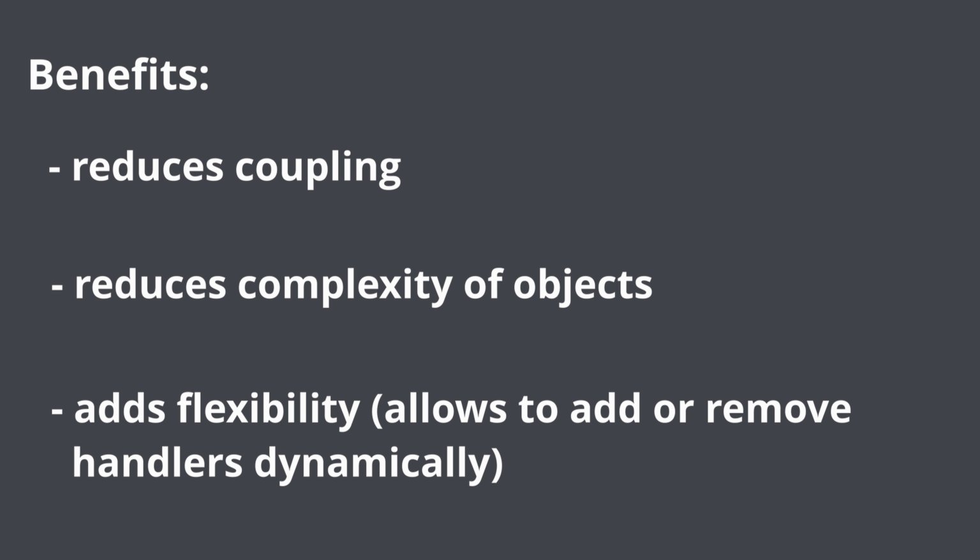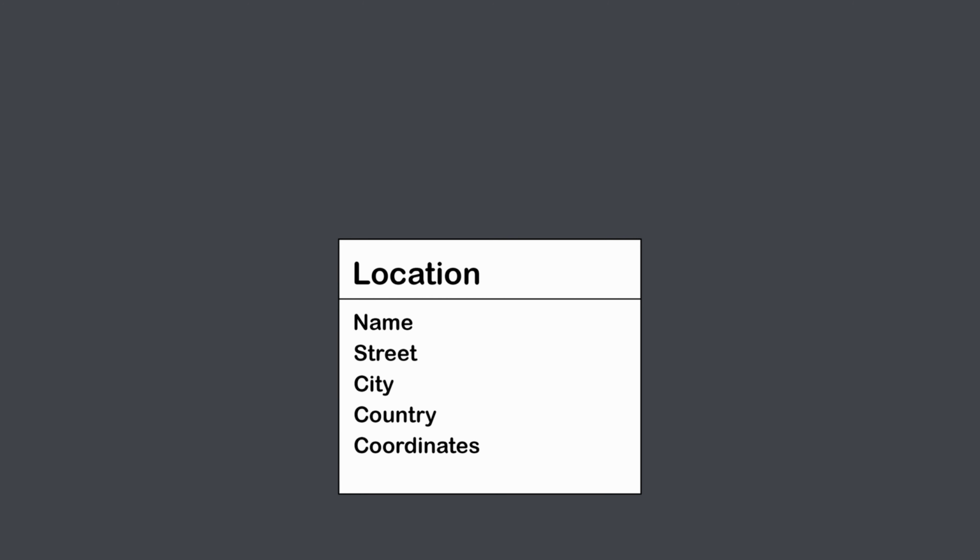Let's take a look at this pattern with a simple example. Imagine a situation when a customer wants to get information about some place. And for this, he provides some input parameters, for example, the name of this place or its coordinates. Technically speaking, we need a location object with some set of fields, for example, name, street, city, country, and coordinates.